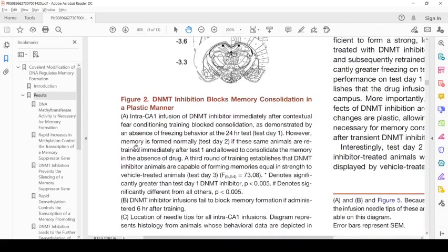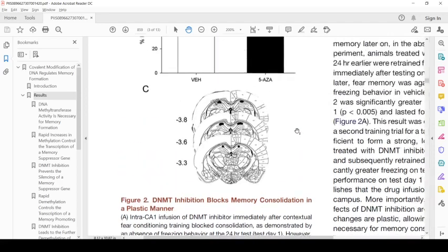However, memory in these rats, even if they're given the DNA methyltransferase inhibitor, is formed normally on test day two, if the same animals are trained immediately and allowed to consolidate the memory in the absence of drugs. So these rats were trained again. There was no lingering damage, as you might expect. There was no lingering effect. These animals could be trained to have fear on a subsequent day, and there was a third round of training too on these animals to show that the rats were capable of forming memories equal in strength to the rats that were trained only with a dummy vehicle and no inhibitor.